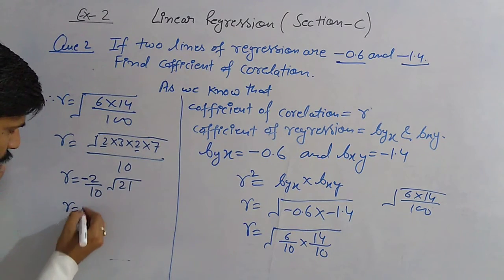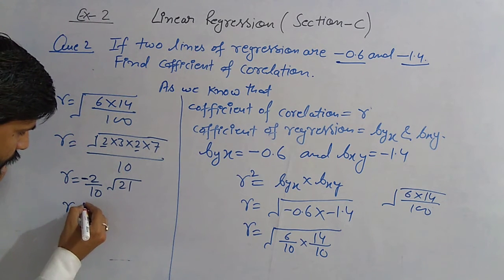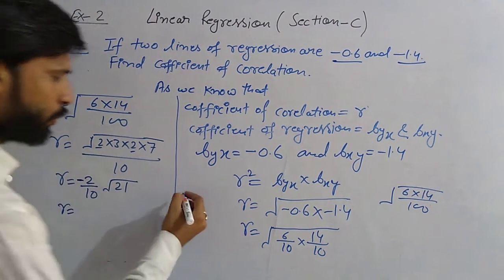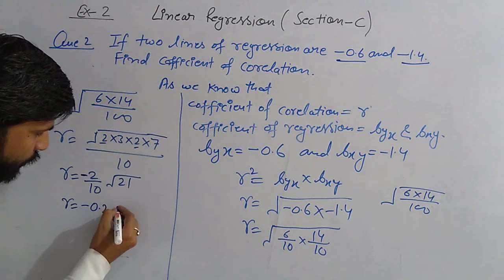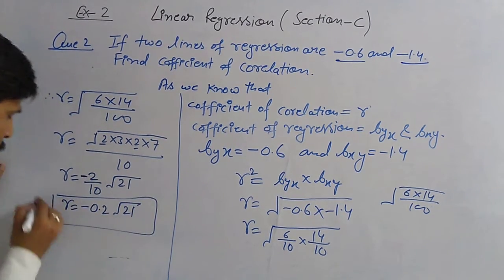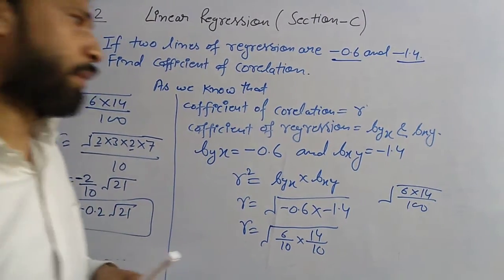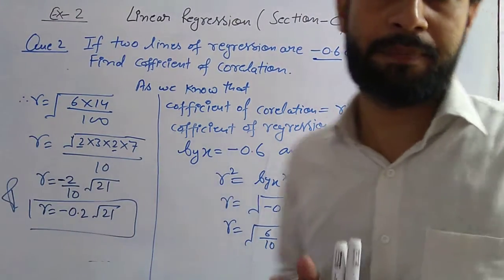Now R is equal to, when 2 is divided by 10, we get 0.2. So R is minus 0.2 multiplied with root of 21, which is the required answer for this question. R is nothing but the coefficient of correlation.